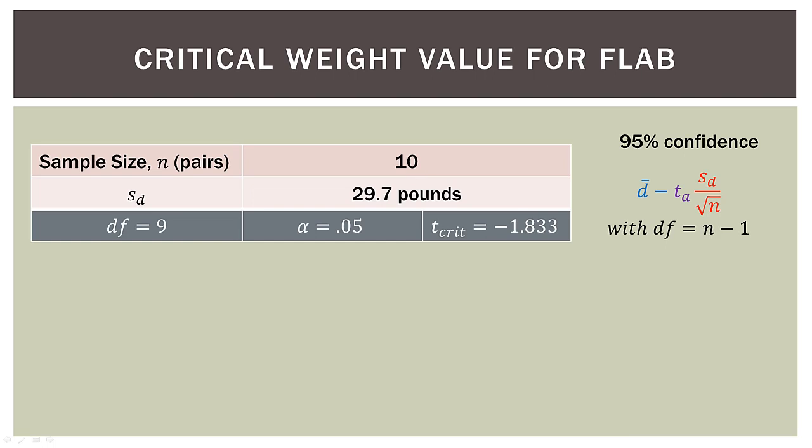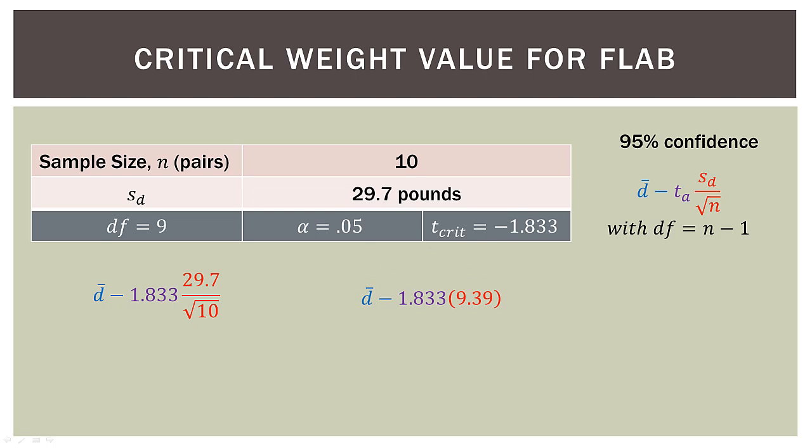Now, why is it just minus there? Well, remember, we're doing a one-tailed test, so we're going to be working in the lower tail of the distribution because we're testing if the weight is lower. Here at the bottom of our chart, we can see our degrees of freedom are 9, our alpha is 0.05, and our critical t-value is negative 1.833. We talked about all those before. So all we have to do is substitute this information into our formula. We substitute our t-critical of 1.833 there in the purple, times our standard error, which is 29.7 divided by the square root of n.